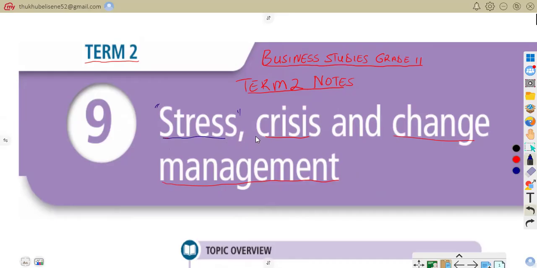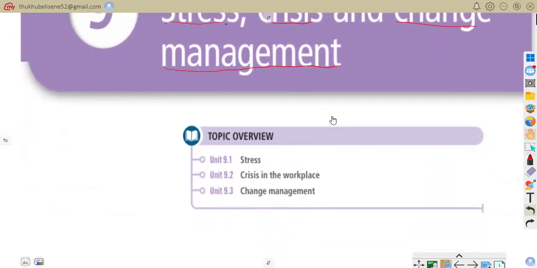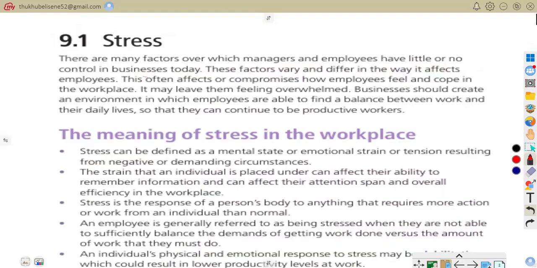So now we are mainly going to look at the stress. Hope we are together on that. Now let us move on. Like I've said, this is our topic overview. We are mainly looking at stress, that is unit 9.1. The crisis in the workplace as well as change management we will do in the next presentation. So now we are only on stress. Let us move on to the business of today, where we are going to look at the stress.